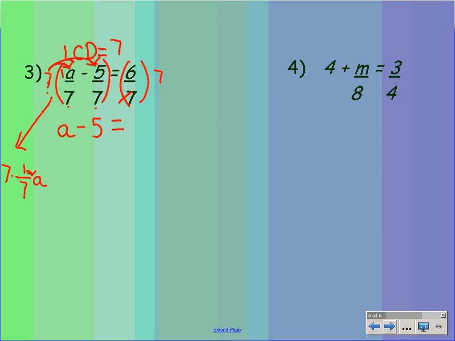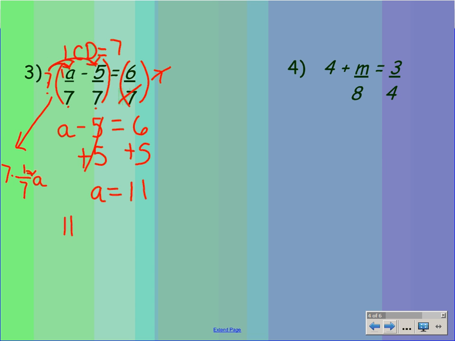And then on the right, the 7s will cancel. All that's left is 6. I didn't cancel on the left because I wanted to remember to multiply 7 not only by a over 7, but also by negative 5/7. And from here, you can see it becomes very easy. It's just a one-step equation. I end up with a is equal to 11.